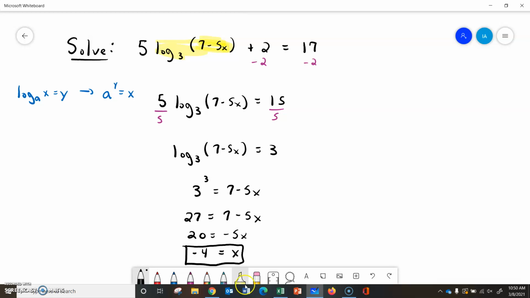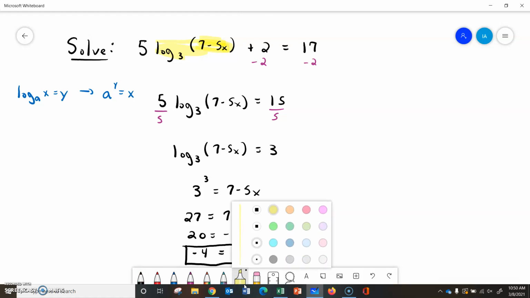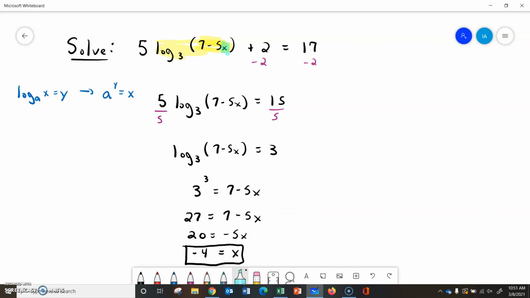One thing I do need to do is take that answer way back up top, and plug it into the x up here. Plug negative 4 in, and make sure it doesn't make the argument of the logarithm negative. So negative 4 times negative 5 is 20, so the inside part of this would be 27, so it would be fine.